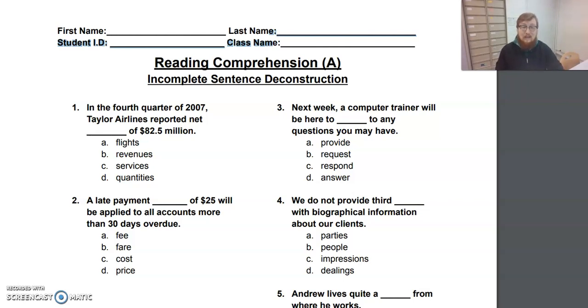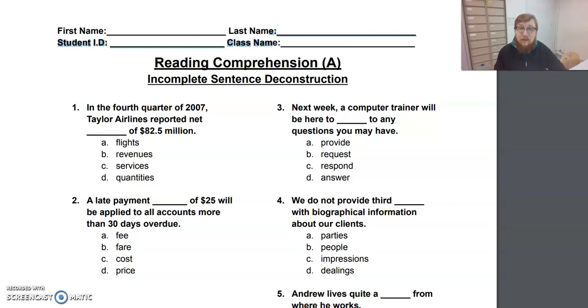Usually in a question like this, there are 3 options that are pretty similar, and then there's one option that's pretty off or too vague. So we have flights, which in this context is more closely related to Taylor Airlines. We have revenues, which is closer to $82.5 million. Services, which is kind of a midway point between Taylor Airlines and 82.5 million, but closer to the airlines. Then we have quantities, which really is more closely related to 82.5 million.